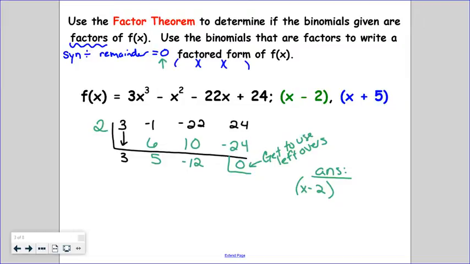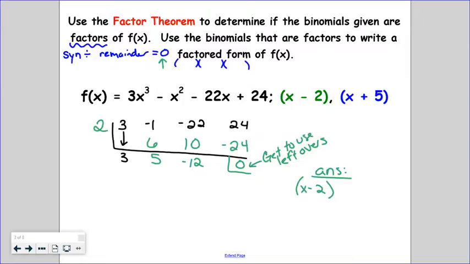What do I mean by we get to use the leftovers to test out any other 0? These numbers are what I call the leftovers, 3, 5, and negative 12. I now get to just use those to try out the x plus 5. Okay, because it's a 0, only because it's a 0. If this is not a 0, we don't get to use those numbers.